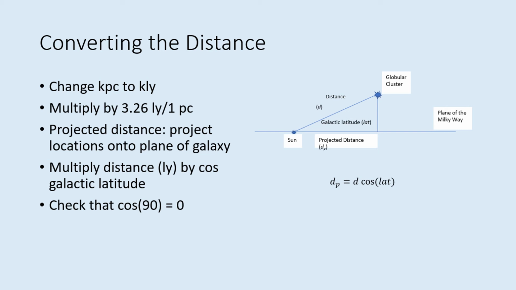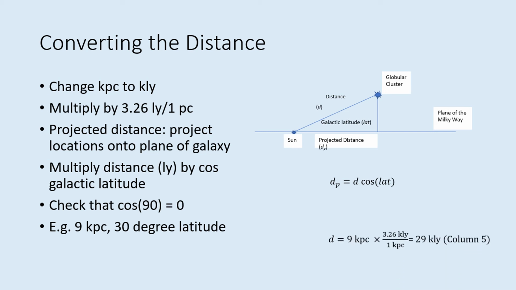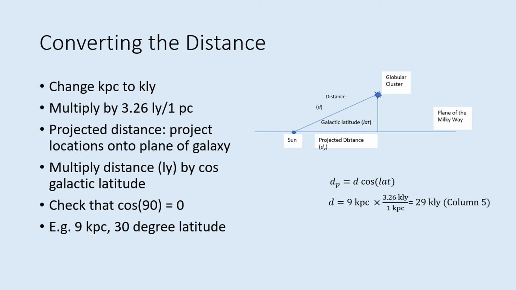So, for each galaxy, calculate the cosine of the galactic latitude, and then multiply that number by the distance in kilolight years. To see an example of this, let's look at a cluster that has a distance of 9 kiloparsecs and a galactic latitude of 30 degrees. We first convert the distance from kiloparsecs to kilolight years. This gives us 29 kilolight years.